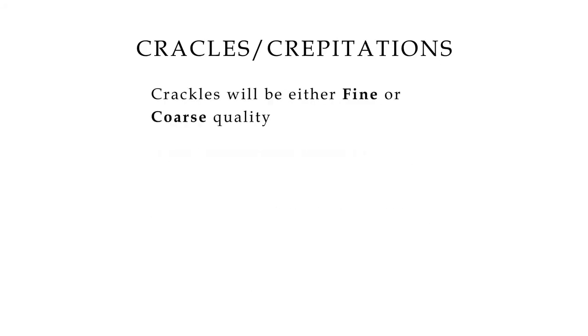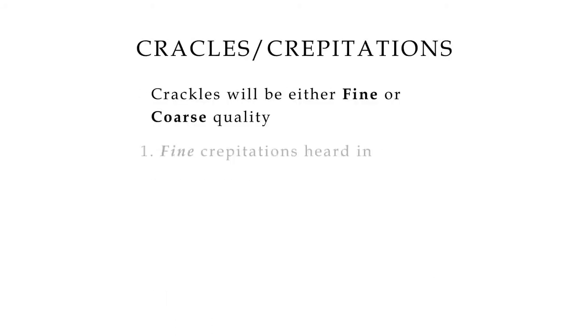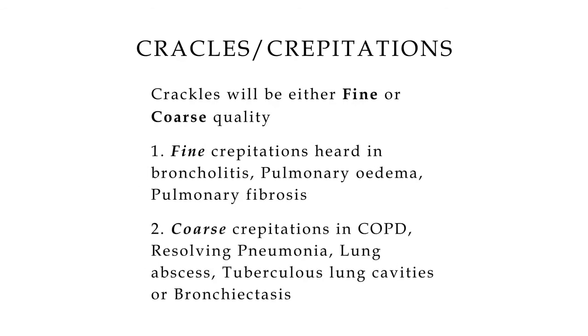There are two types of crackles. It's either fine or coarse quality. Fine crepitations are heard in bronchiolitis, pulmonary edema, and pulmonary fibrosis, while coarse crepitation is commonly assessed in patients with COPD, resolving pneumonia, lung abscess, tuberculosis lung cavities, or bronchiectasis.